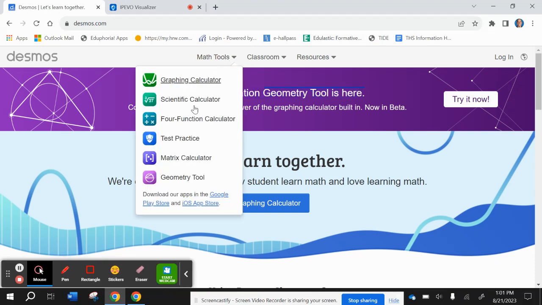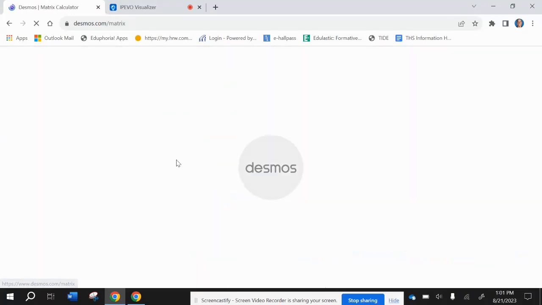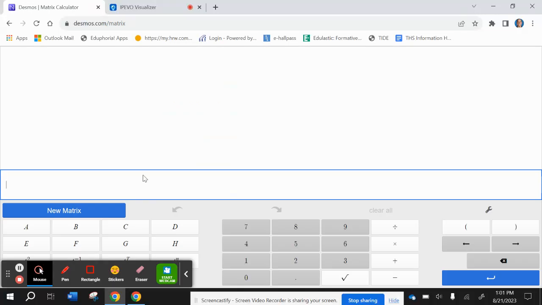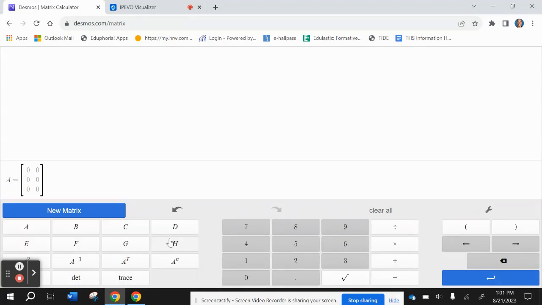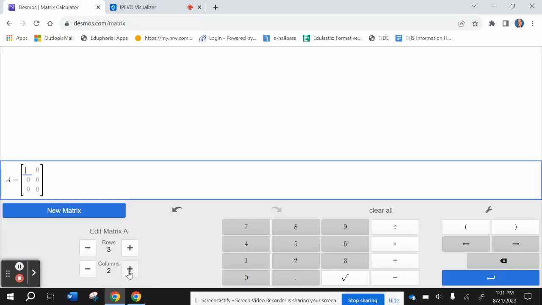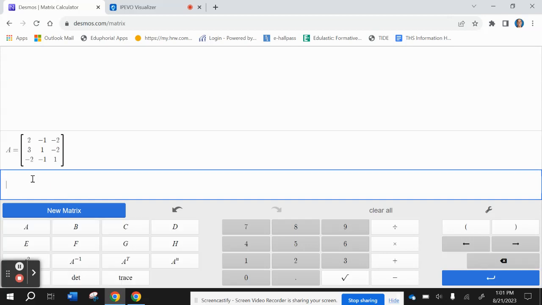Okay, so I want to use the matrix calculator. I'm going to put in the new matrix, and that's a 3 by 3. There we go, 3 by 3. Now let's put the numbers in. So 2, negative 1, negative 2, 3, 1, negative 2, negative 2, negative 1, 1. Press enter. And then we just need B.